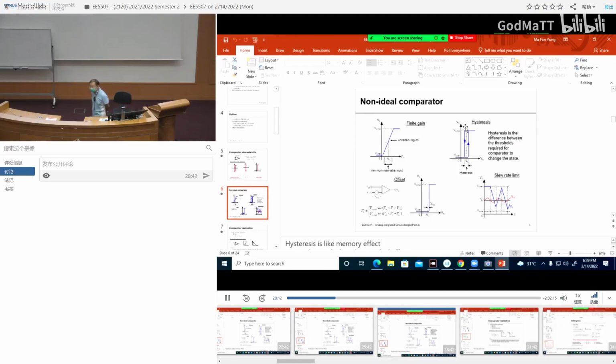Later on you'll see in the circuit. I'll show you the circuit. It's not that every circuit will give you hysteresis. If you want hysteresis, you must design it into your circuit.